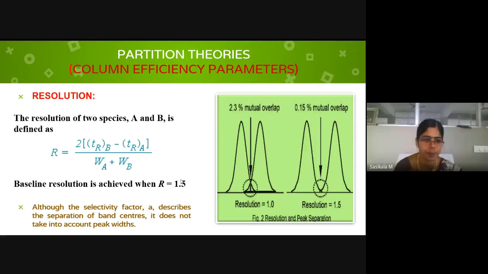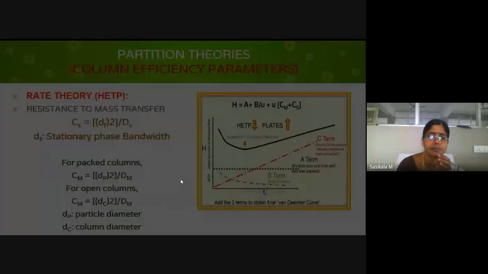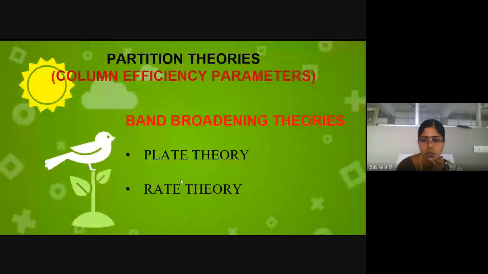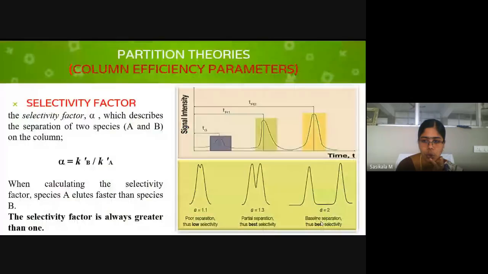Optimum resolution is 1.5. What is the optimum selectivity factor? That is 1 and 5? Between 1 and 5, right? Sorry, that is the capacity factor. Selectivity factor is greater than 1. It should be greater than 1. That too, it should be 2 for getting baseline separation, whereas 1.1 and 1.3 show poor and partial separation.